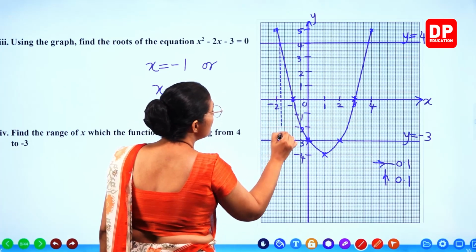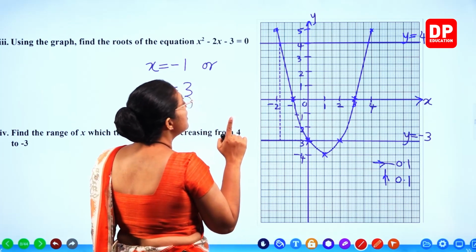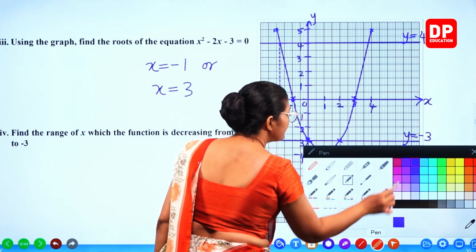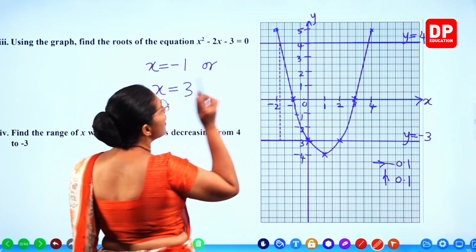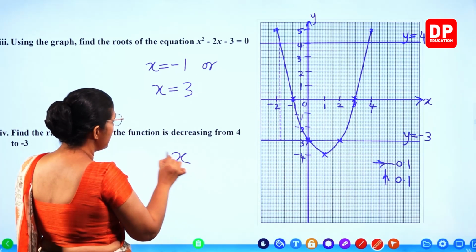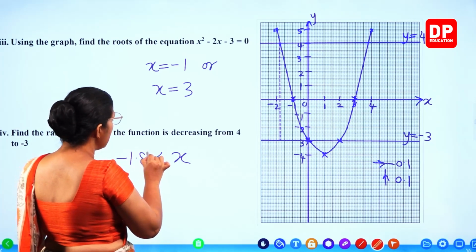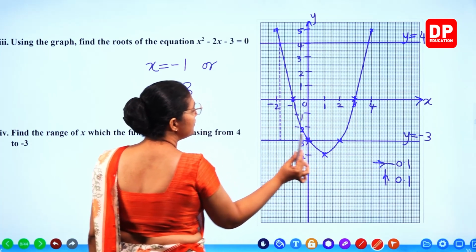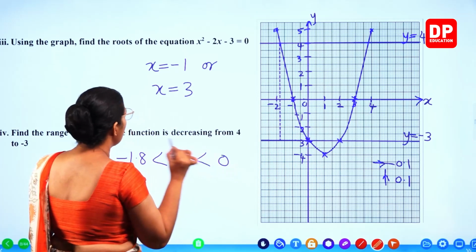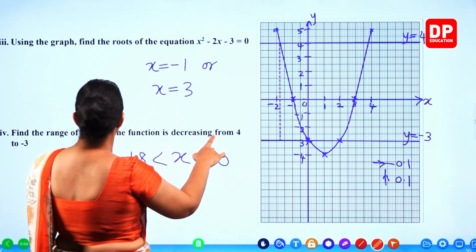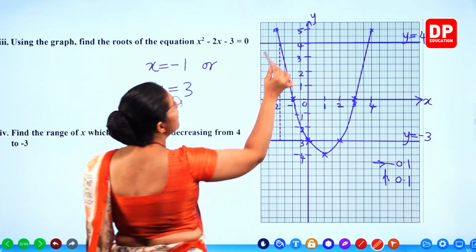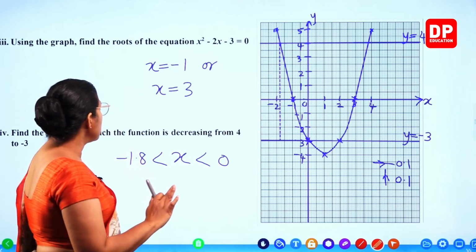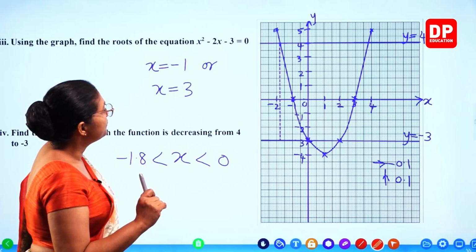From here to here. That means like minus 1.8. So x should be in between minus 1.8 to 0. So here to here. And here, this is decreasing, don't put the equal sign. So x should be in between minus 1.8 and 0.